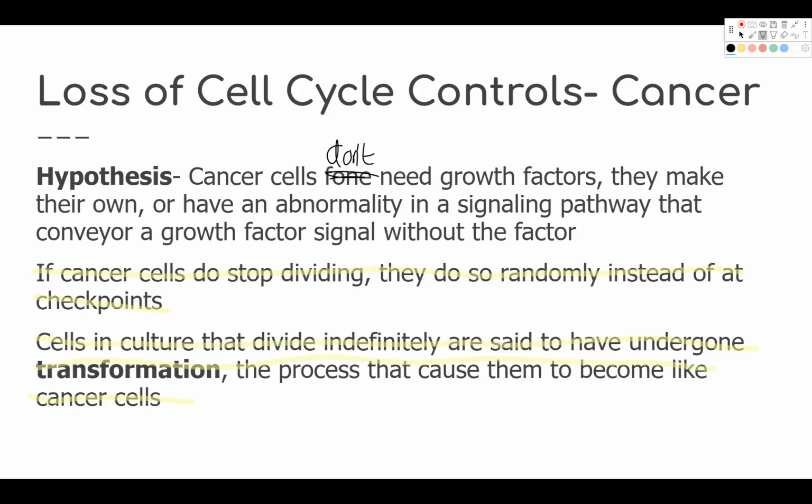And that is our notification that those cells have become like cancer cells. So there is some sort of transformative process that cells undergo where they stop listening to cell cycle regulation and just do their own growing, constantly and with reckless abandon.